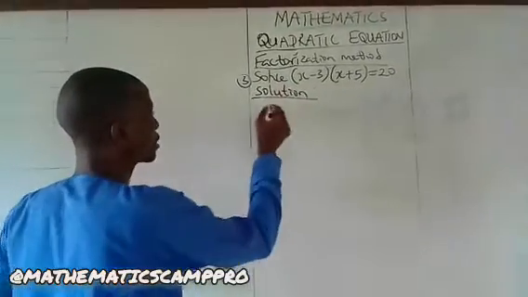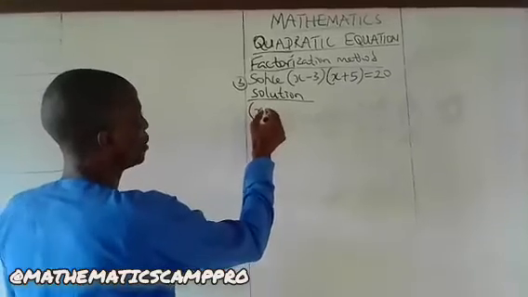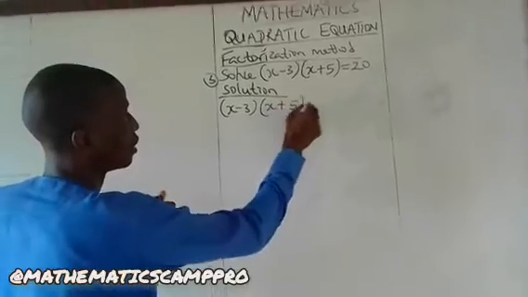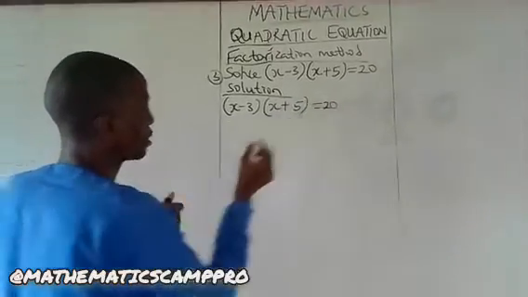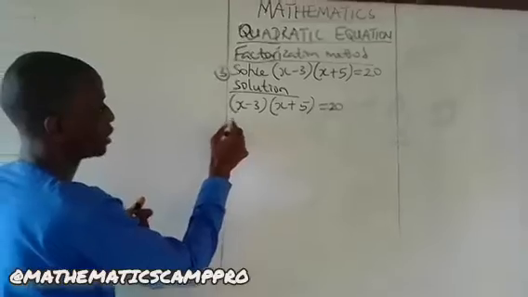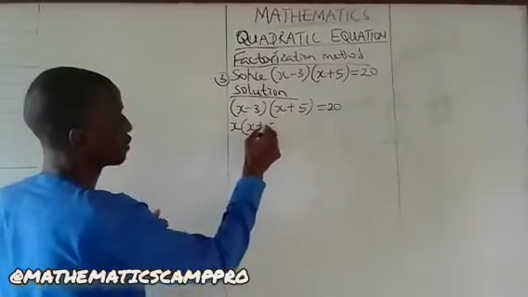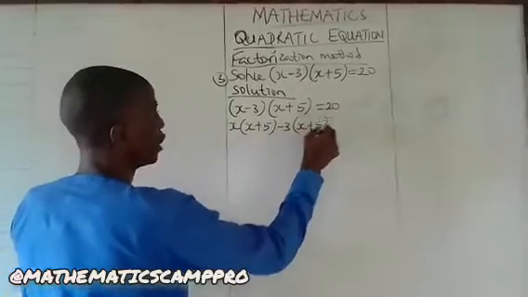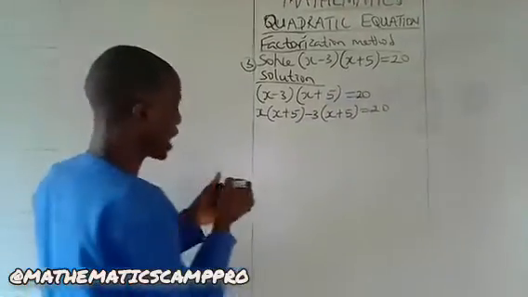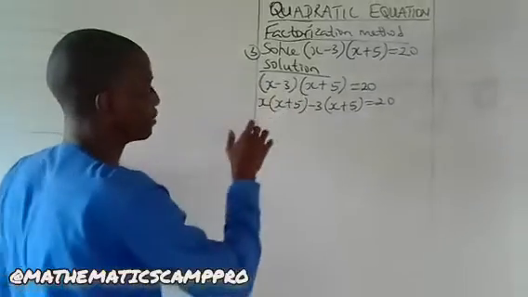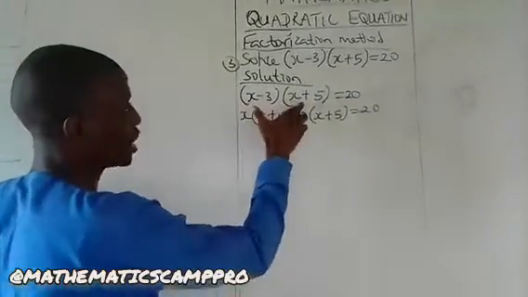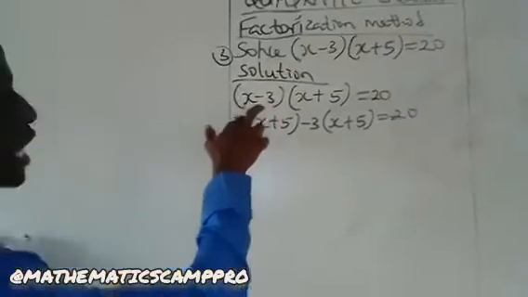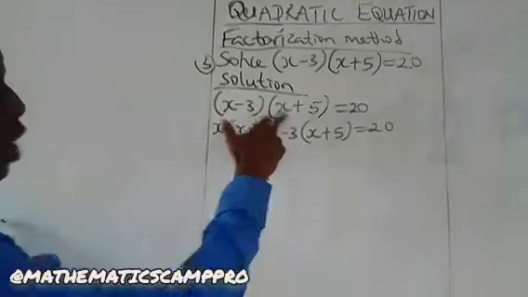Now let's expand it. (x + 5)(x - 3) = 20. Now let's expand. (x + 5)(x - 3) = 20. Now this is how you are going to expand. But if you don't want to use this to expand this, you can also pick this to expand this. But I'm picking the one inside this bracket to expand this.